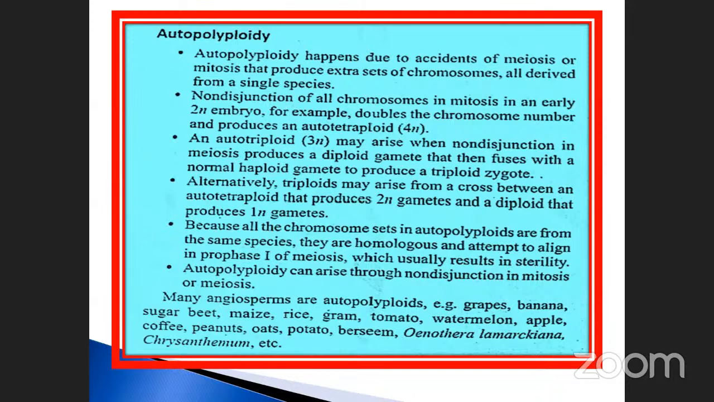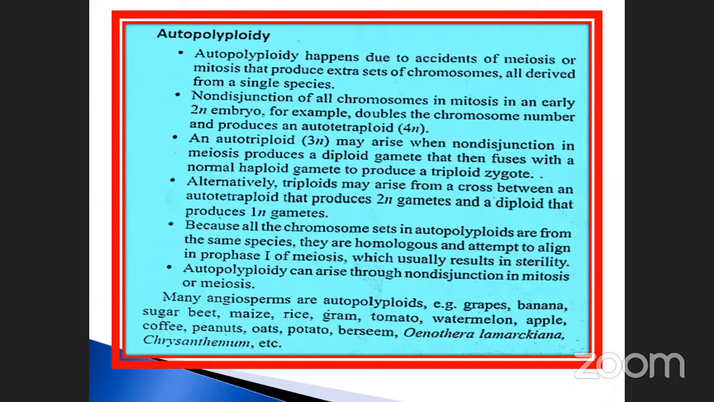What is autopolyploidy? Autopolyploidy happens due to accidents of meiosis or mitosis. It occurs naturally during the cell division process. The 2N embryo sometimes may produce a 3N embryo or a 4N embryo, like that. It is naturally occurring due to the cell division process, and it takes place in the prophase 1 of meiosis.